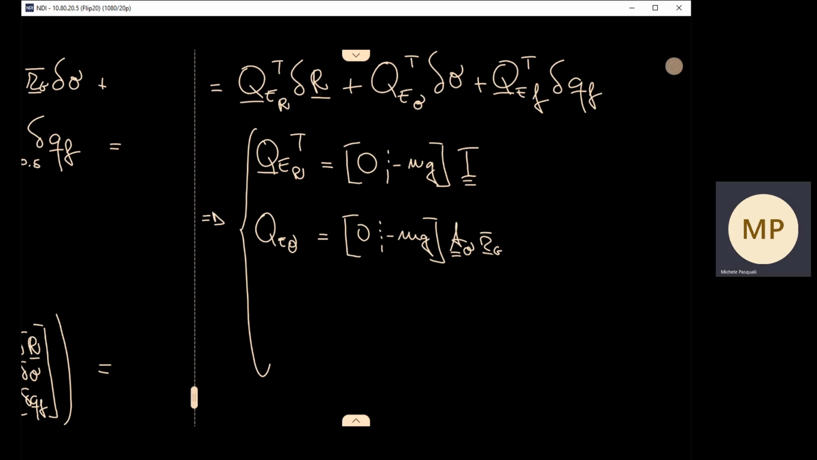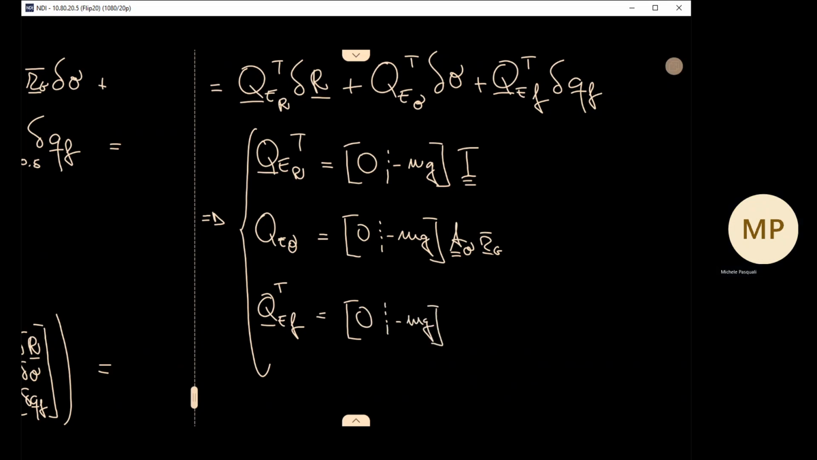Okay. And then QEF transposed is the same, 0 minus mg applied to A and C, estimated at zeta equal to 0.5. So you see, all those quantities which were appearing in our equation of motion can be calculated like this.